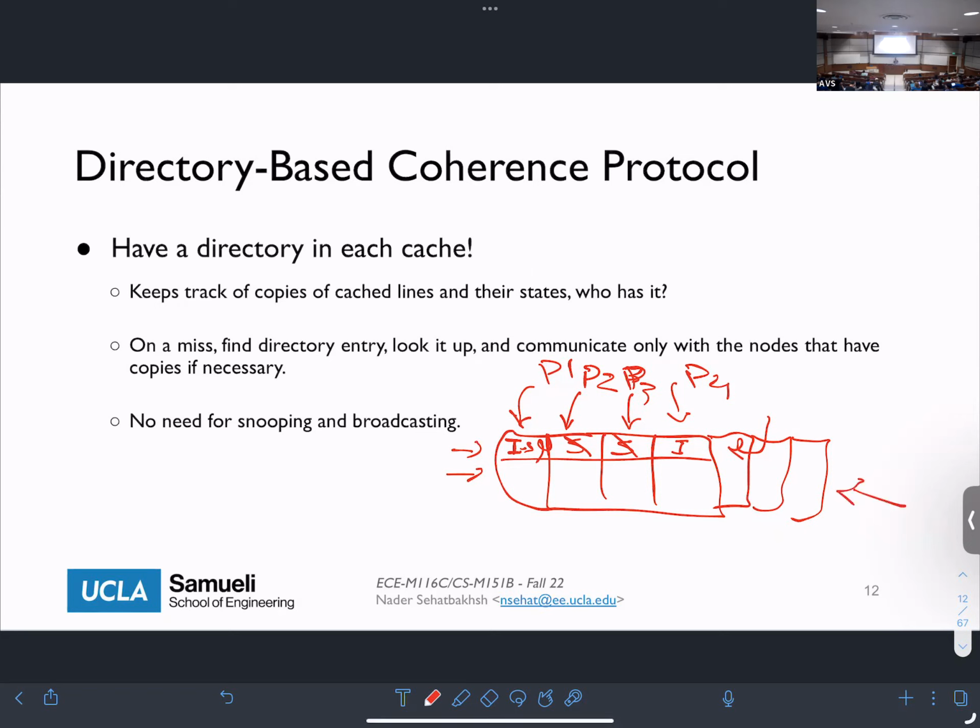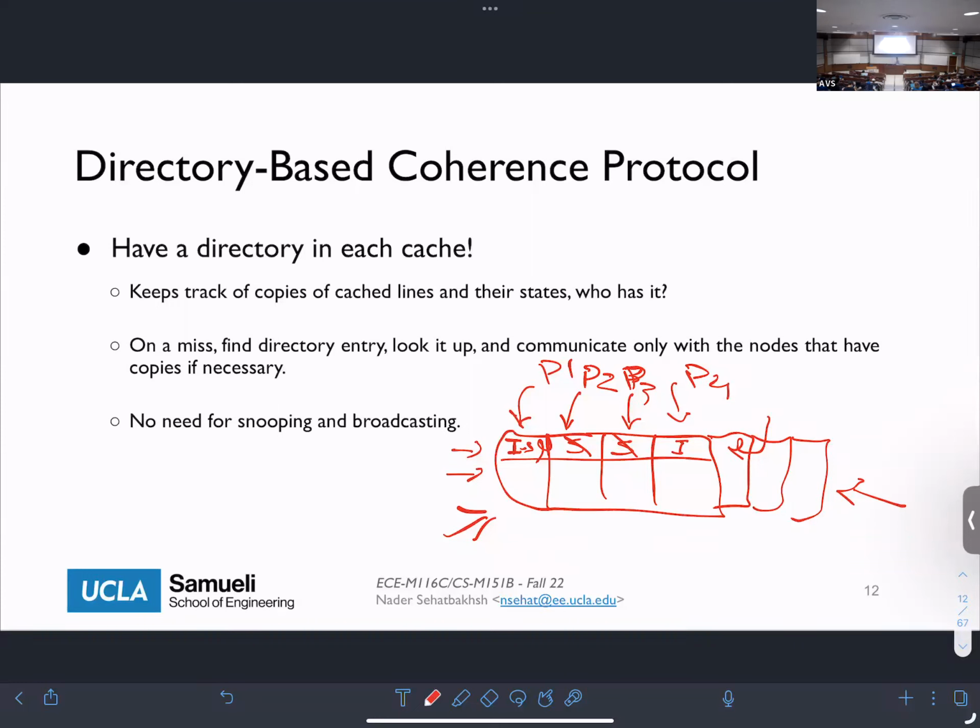That would be an additional overhead. And this directory also becomes your bottleneck, because all the requests go into this directory and everything has to be done by it, versus the snooping-based scenario, where things were distributed. Every core was doing its own thing without really caring about the other parts of the cache, or other parts of the system in general.